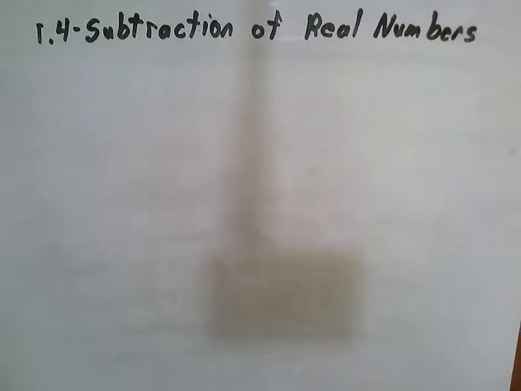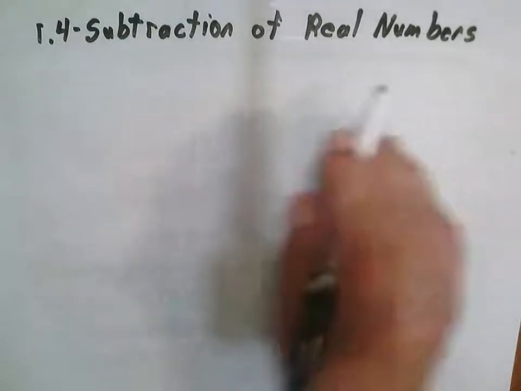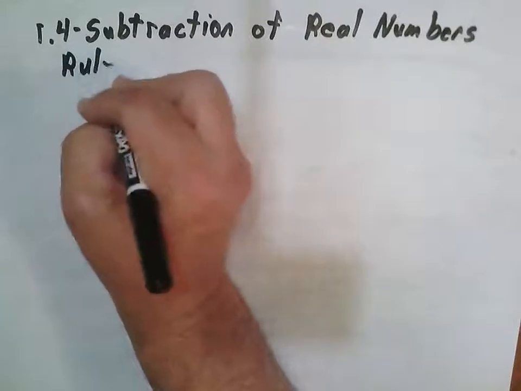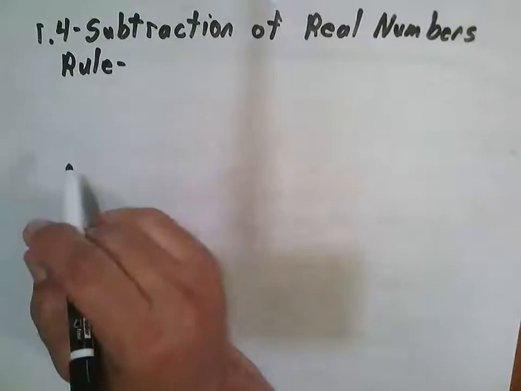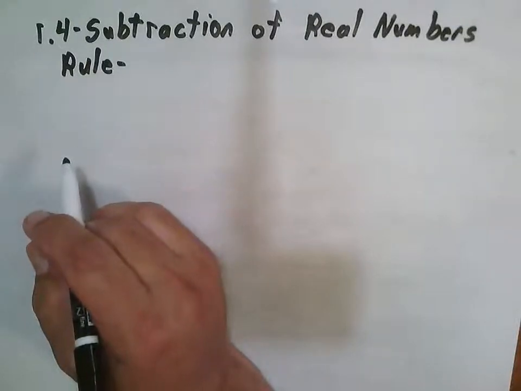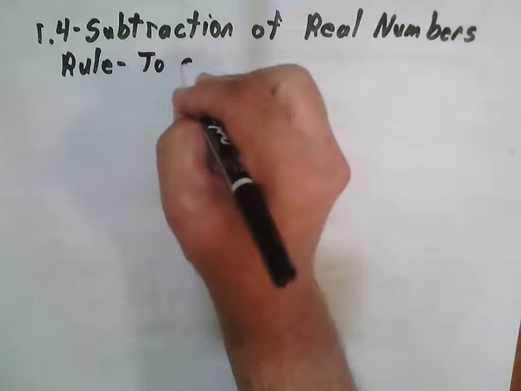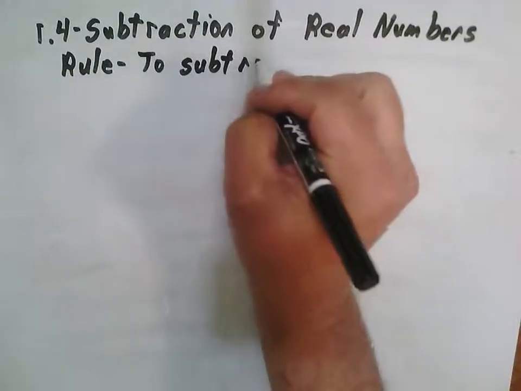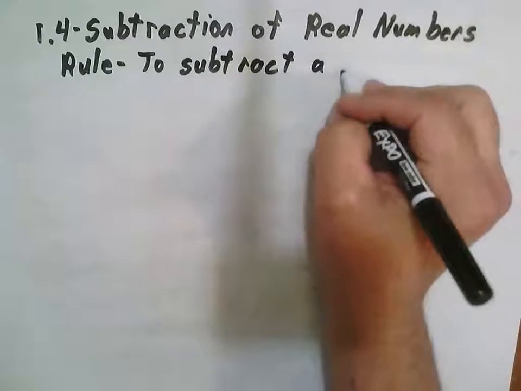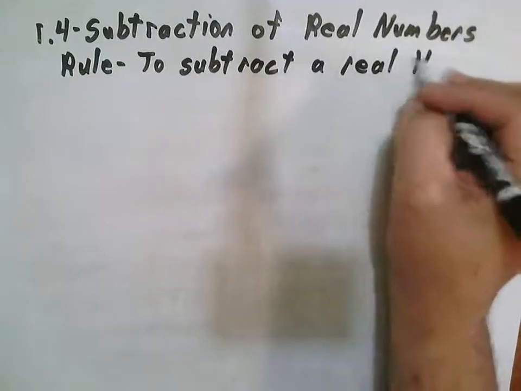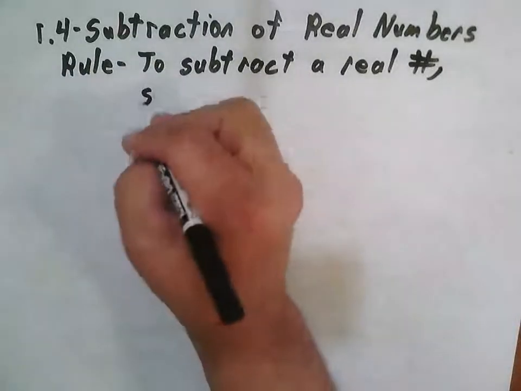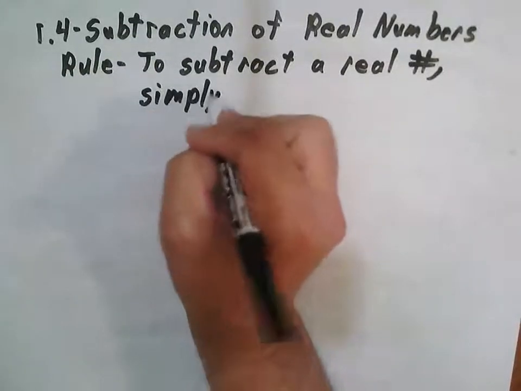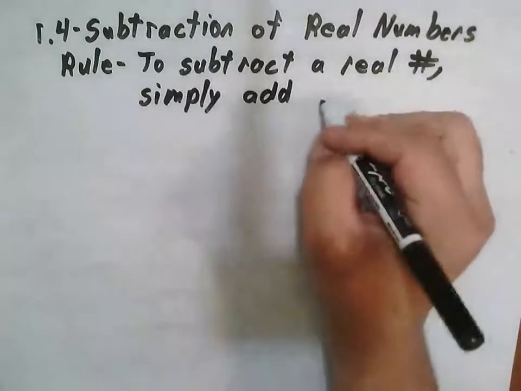Today we're going to continue on in Chapter 1 with Section 1.4, which is subtraction of real numbers. And remember, the rule of subtraction is basically that subtraction is the reverse of addition, just like addition is the reverse of subtraction. So in order to subtract a real number, and I'm just going to abbreviate number with the number sign, or better known as a hashtag, to subtract a real number, you simply add its opposite.